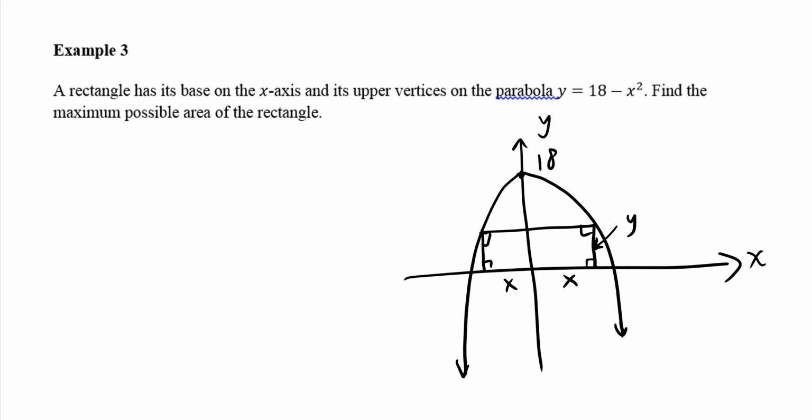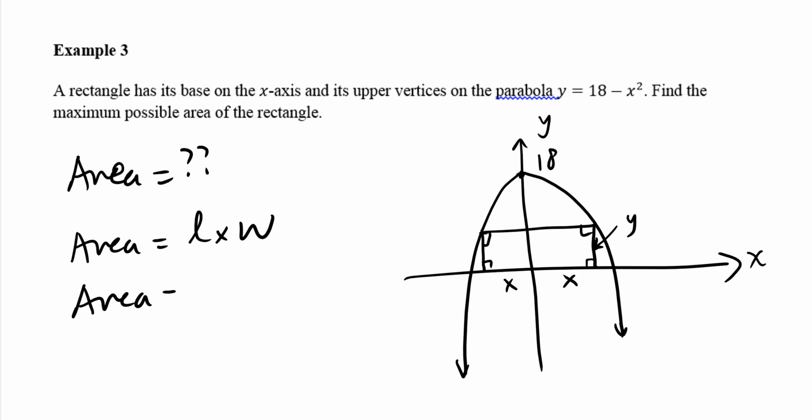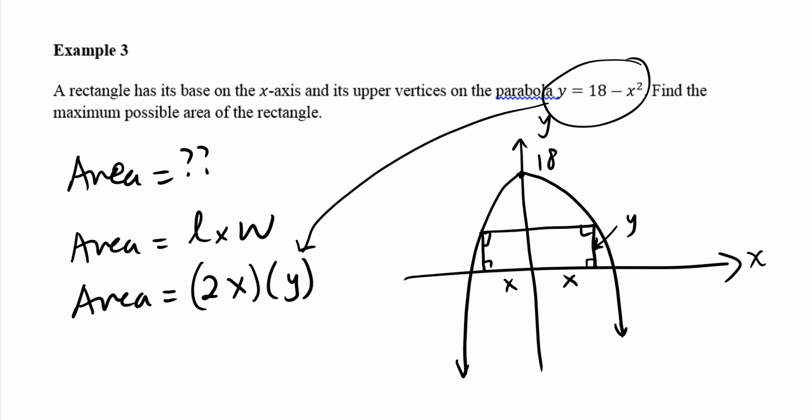So what are we trying to find here? Find the maximum possible area. To find the area, we need an expression for it. The area of the rectangle is length times width. The length is 2x, times the width y. But we need to write this as a function in one variable, so I can substitute the given equation for y. I get a function in x for the area, 2x times 18 minus x squared.